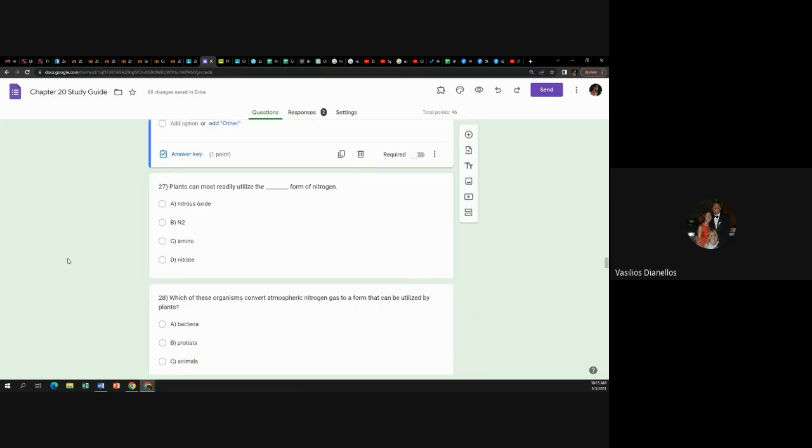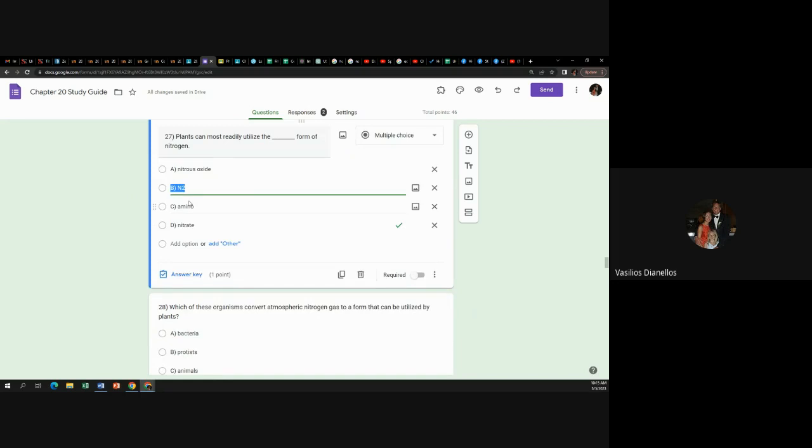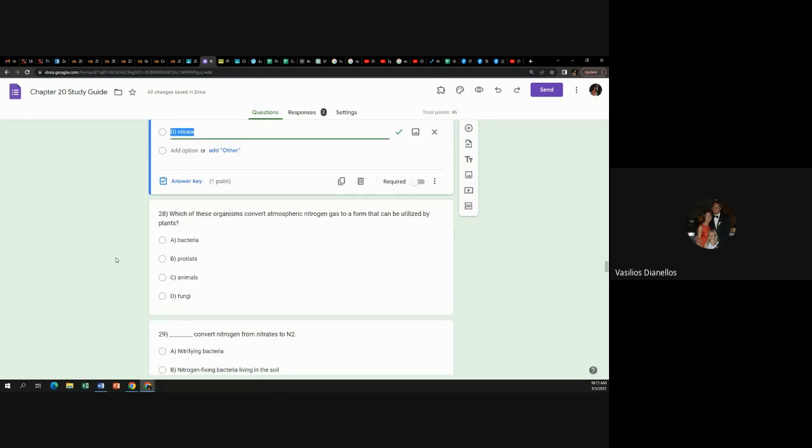All right. 27. Plants can most readily utilize the blank form of nitrogen. So they can't take it out of the atmosphere, right? They can't use N2, which is the gas form. They can only usually use the nitrate. But I told you I wasn't going to ask you, because remember we said it took the N2 out, and then it converted into ammonia, and then it converted into ammonium. And I told you I wasn't going to ask you that. So, yeah, I'm not going to ask number 27. Just basically know that plants can't use the nitrogen that's in the atmosphere directly, right? It has to be converted to another form, and that's good enough.